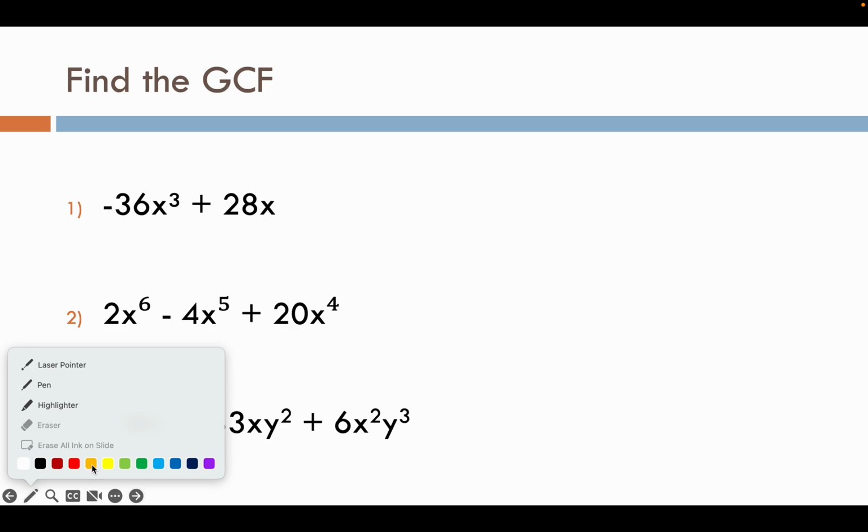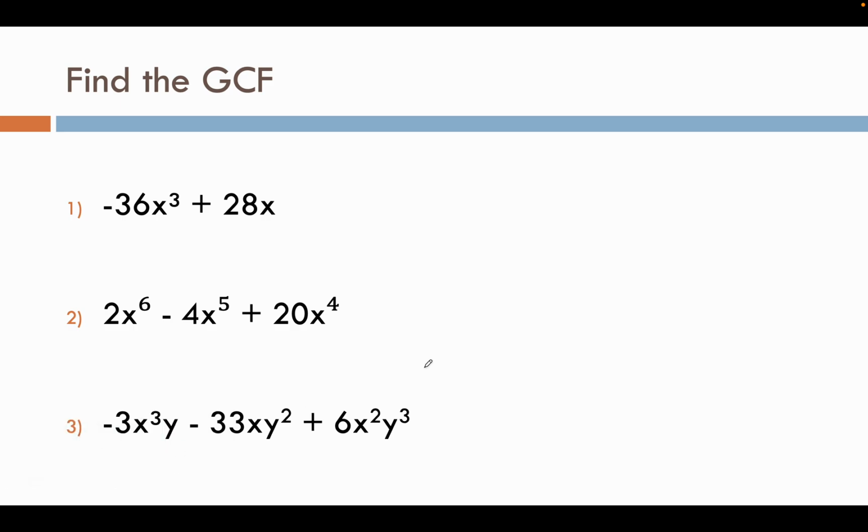Here are a few examples. Negative 36x cubed and 28x have what greatest common factor? Both 36 and 28 can be divided by 4, and x cubed and x to the first can both be divided by an x. So that is the greatest common factor. For 2x to the 6th, 4x to the 5th, and 20x to the 4th, these all have a common factor of 2x to the 4th that we can divide from each term.